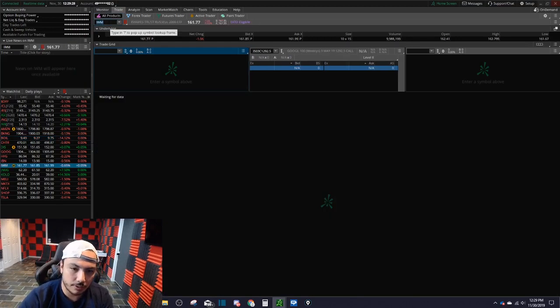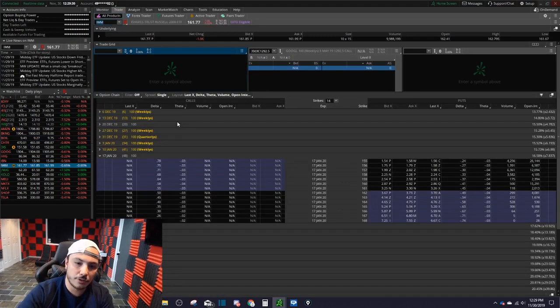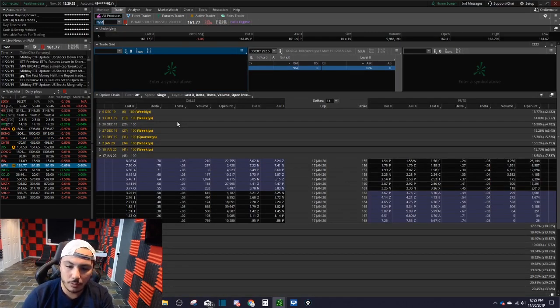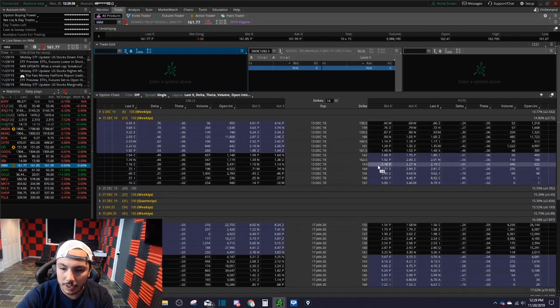So let me show you one. Not teaching options, just showing you what I mean. So let's say you are here. The spreads also vary during trading hours. The spreads get closer, right? They close the gap. When the market is closed, usually the spreads are a lot wider.